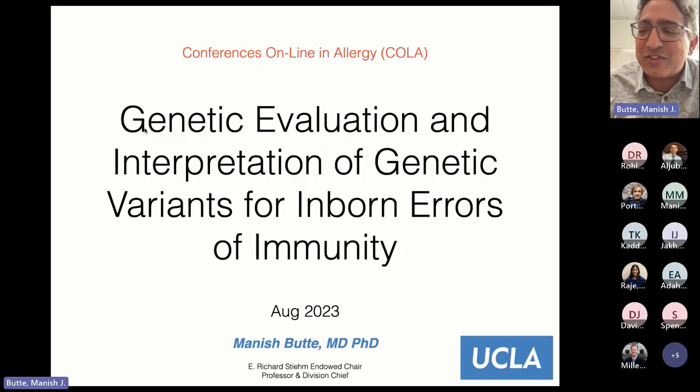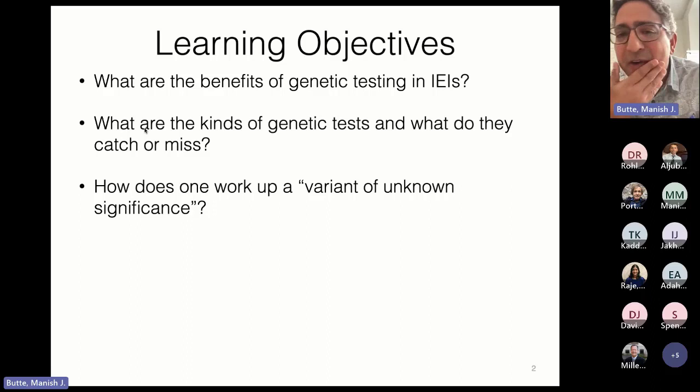So, I want to share the learning objectives here: the benefits of testing, what kind of tests there are, what they miss, how we work through the various tests to make a genetic diagnosis, and then how to work up VUSs. There'll be a little bit of a pipeline approach, giving you an idea of how we think about these things.